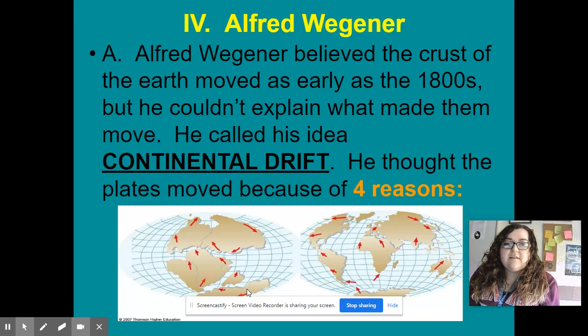So he called his idea continental drift, and there are 4 reasons that he thought the plates were moving. Clearly not because we could look out this window here and see them moving, but there were a lot of other large-scale reasons that he thought this was true.